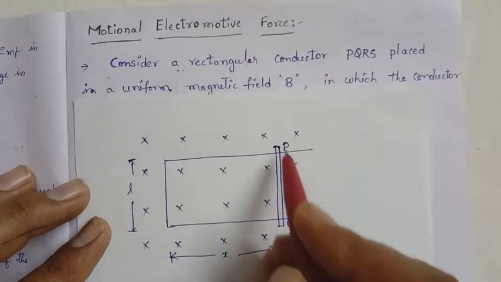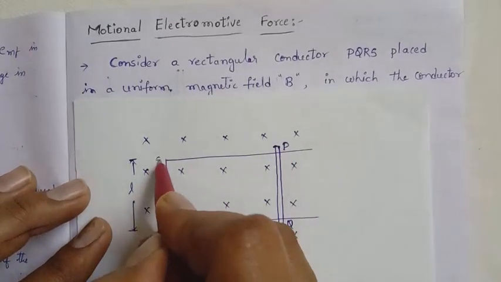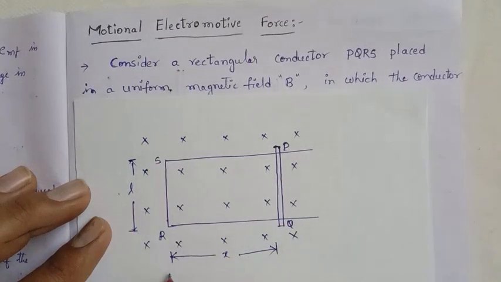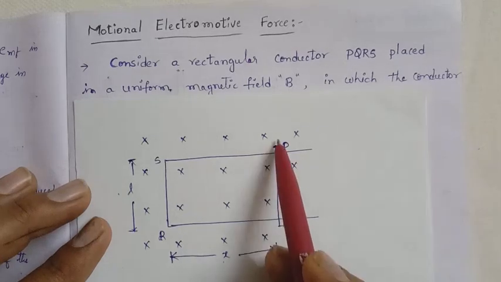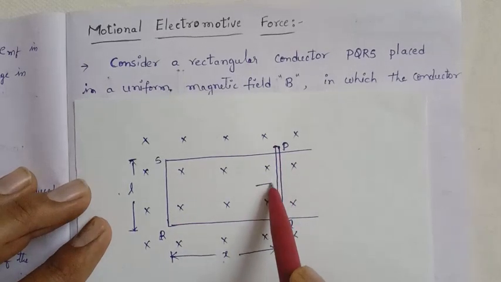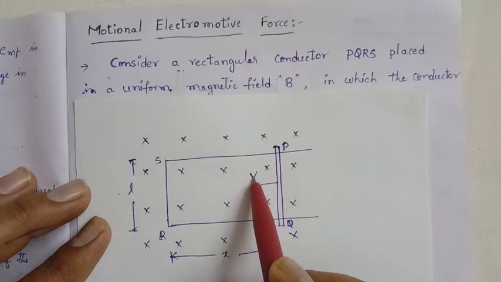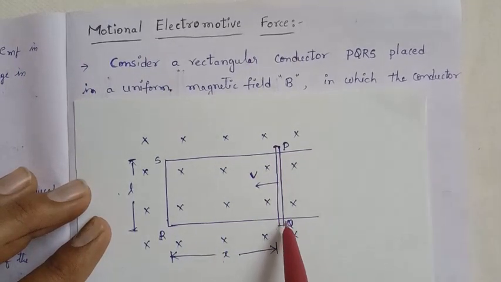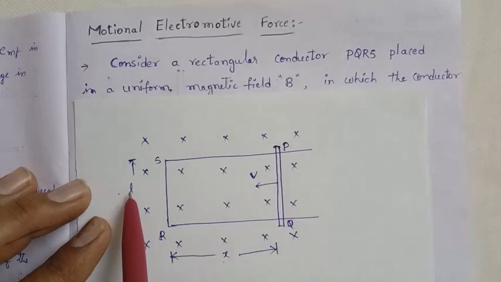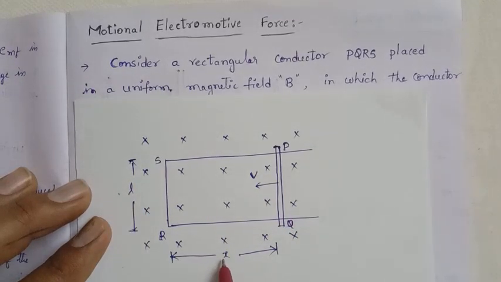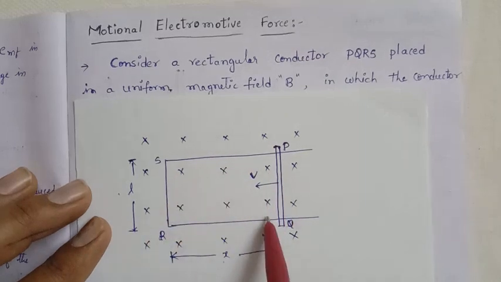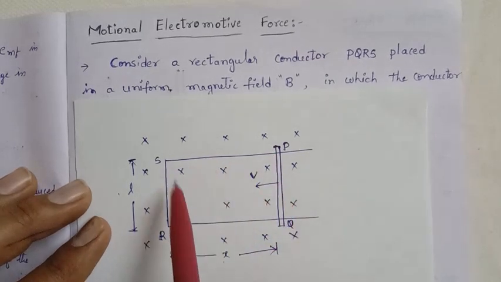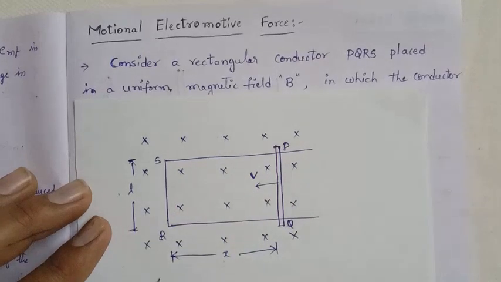So consider a rectangular loop PQRS. From R to S it is L, and R to Q the distance is x. By moving this rod, free to move, to the left side with a constant speed v, L will not vary, only the distance x will vary. At that time there is a change of magnetic flux in the rectangular loop. So what is the area of this rectangle? Area is equal to L into x, simply Lx.